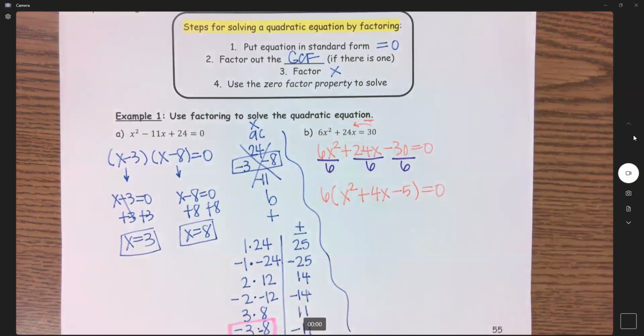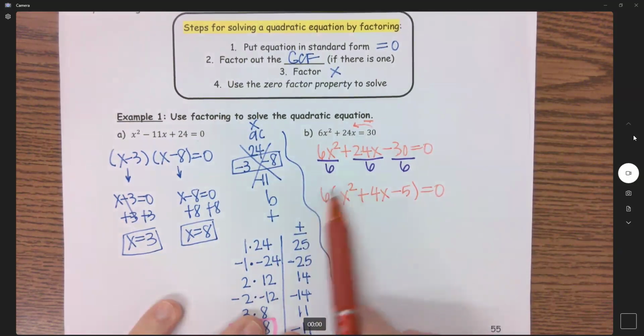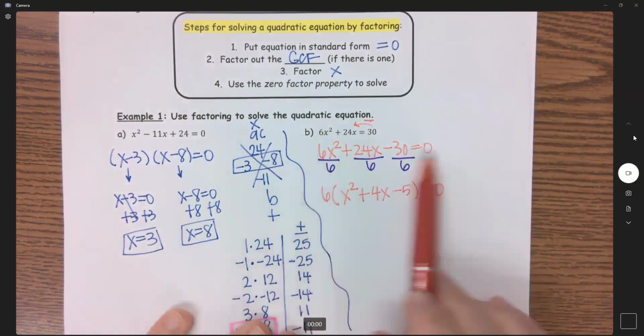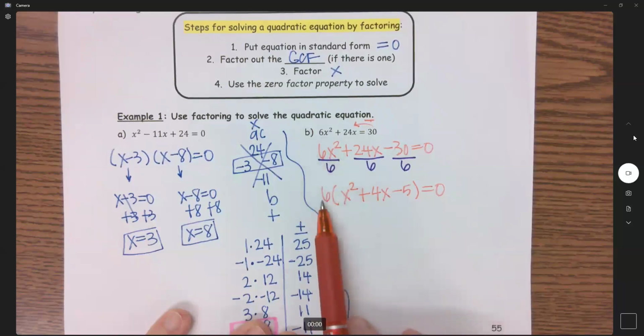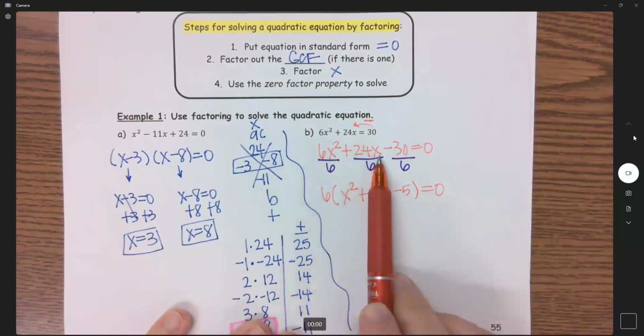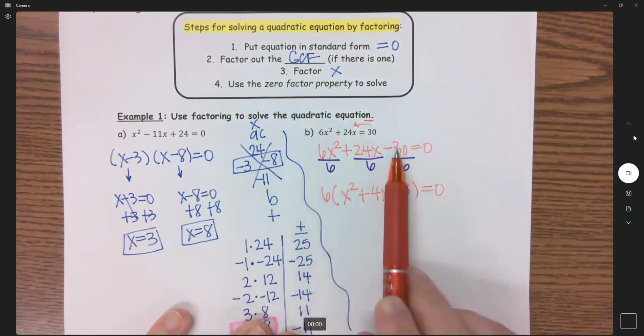Okay, when I pull out that GCF, what I'm doing is undoing the distributive property. So you can easily check this. If you distribute that 6 back into everything, you get back up to the top. So 6 times x squared is 6x squared. 6 times 4x is 24x. And 6 times a negative 5 is negative 30.